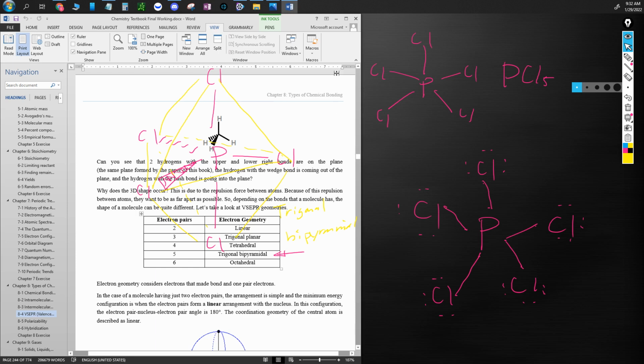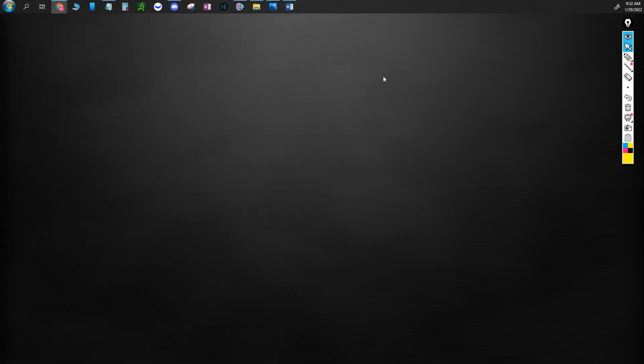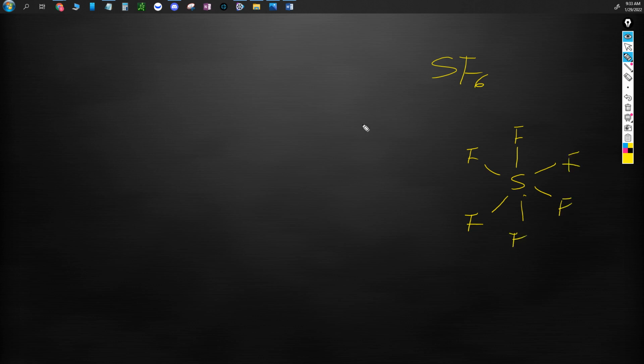Let's go into octahedral. Octahedral is just another compound that has 6 things around it, like SF6. You can already imagine sulfur is going to be the middle, and fluorine is going to be all the way around. So let's simply do that. 2, 3, 4, 5, 6. F is going to be all the way around, with S in the middle.